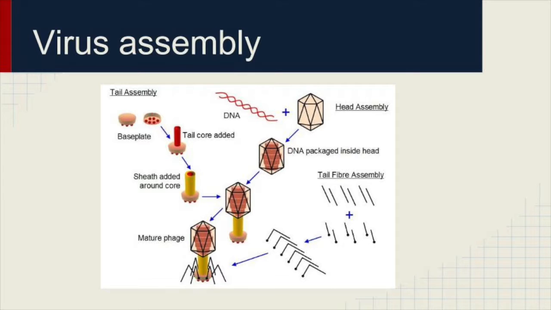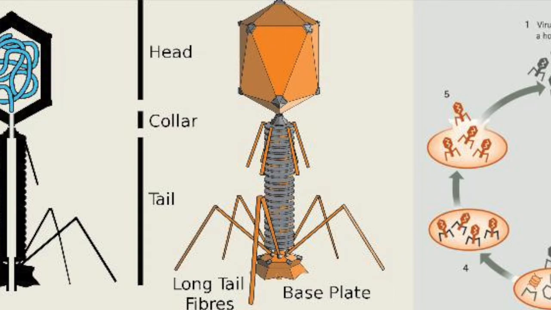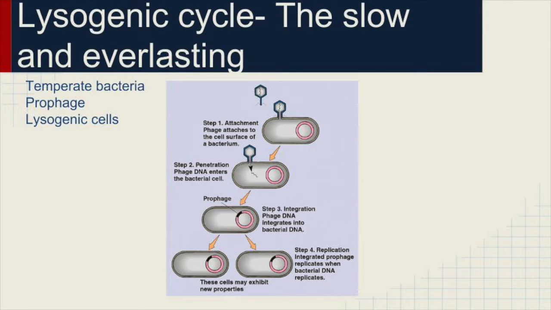Now, as you can see to the bottom right, I did not talk about this too much, but those are the tail fiber assembly. Now, what that is, is so it can attach itself to the host, and that is basically how it gets on. And then after it's all completed and all put together, you have a mature phage, or in this case, virus.